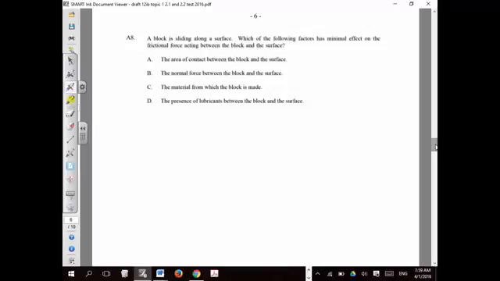A block is sliding along a surface. Which of the following factors has minimal effect on the frictional force acting between the block and the surface? We spoke about this in class. We never spoke about this. The material from which the block is made. We didn't talk about that. The normal force between the block and the surface. We know that that has a big effect. That is the significant factor. The area of contact between the block and the surface. That's the one. The material that the block is made of will affect the coefficient of friction, and lubricants will also affect the coefficient of friction between the two surfaces because it changes the nature of the surfaces.